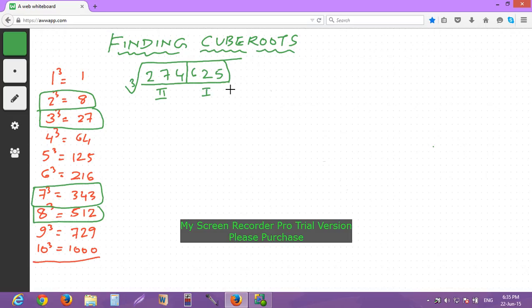Now, the digit in the units place is 5. So, the digit in the units place of the cube root is also 5. So, the units place is decided, that is 5. Now consider the second group, 274. Which is the biggest cube that can be subtracted from 274? That is 216. So the cube root of 216 is 6. Therefore the tens place is 6. So it is 65, which is the cube root of this number.